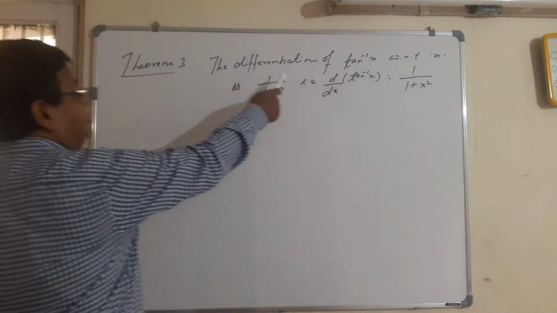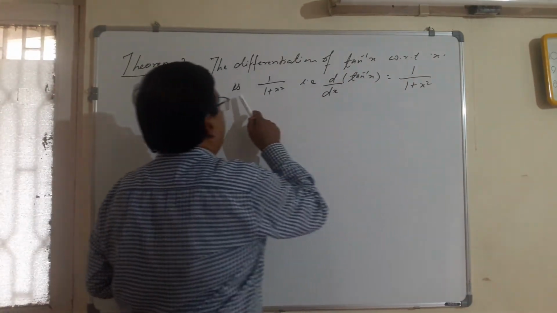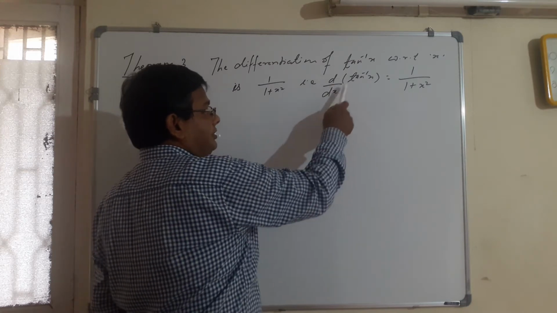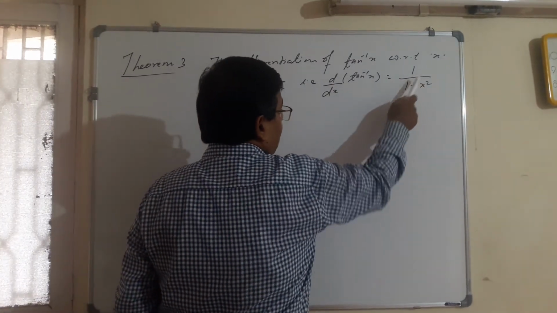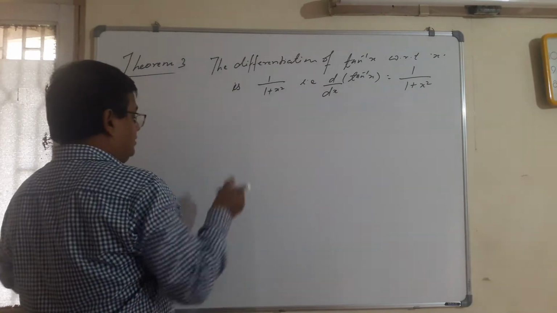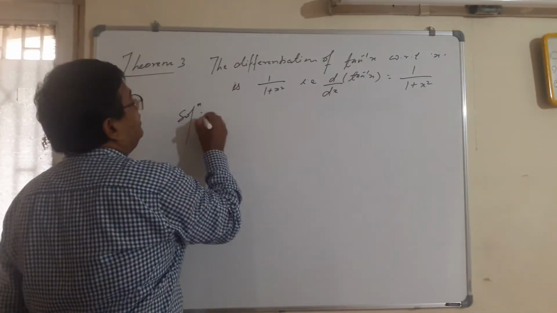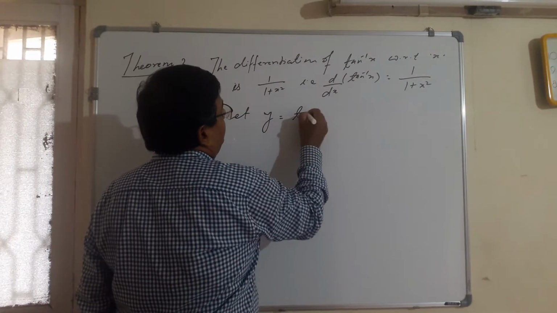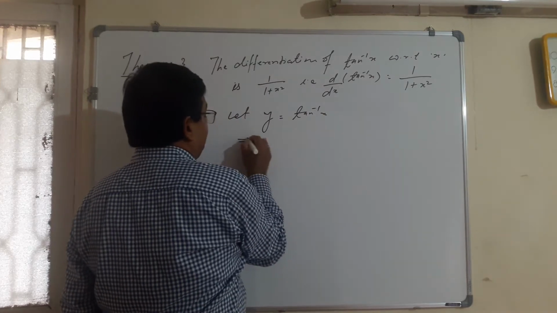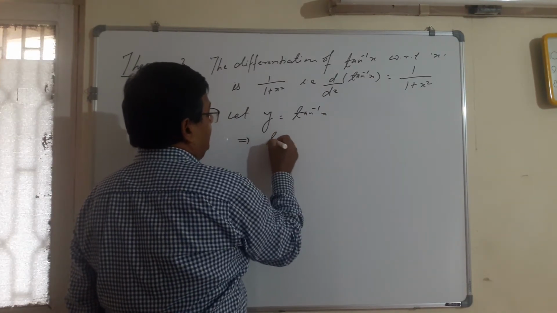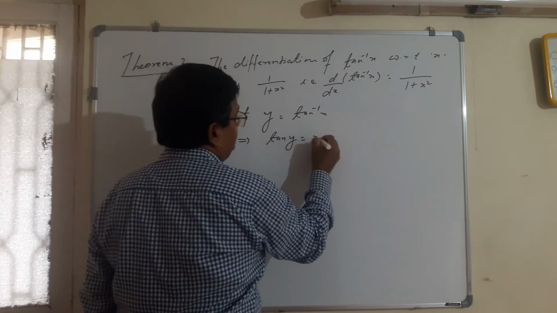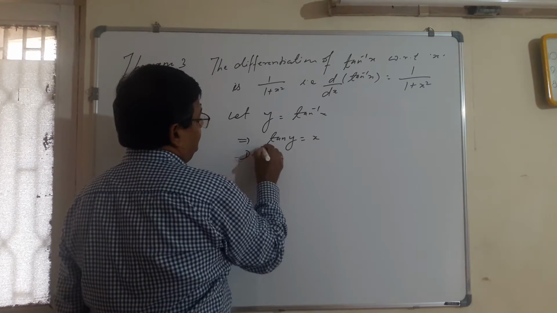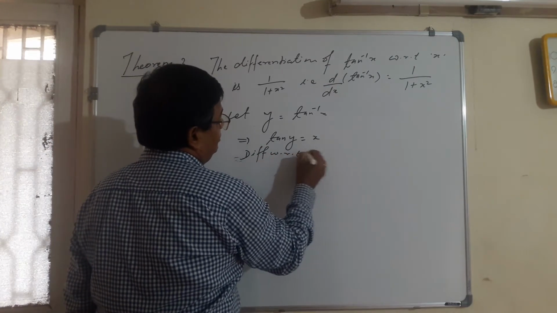Now here differentiation of tan inverse x with respect to x is 1 over 1 plus x square. That is, differentiation of tan inverse x is equal to 1 over 1 plus x square. So see here, let y is equal to tan inverse x. So it implies here tan y is equal to x. So differentiating with respect to x.